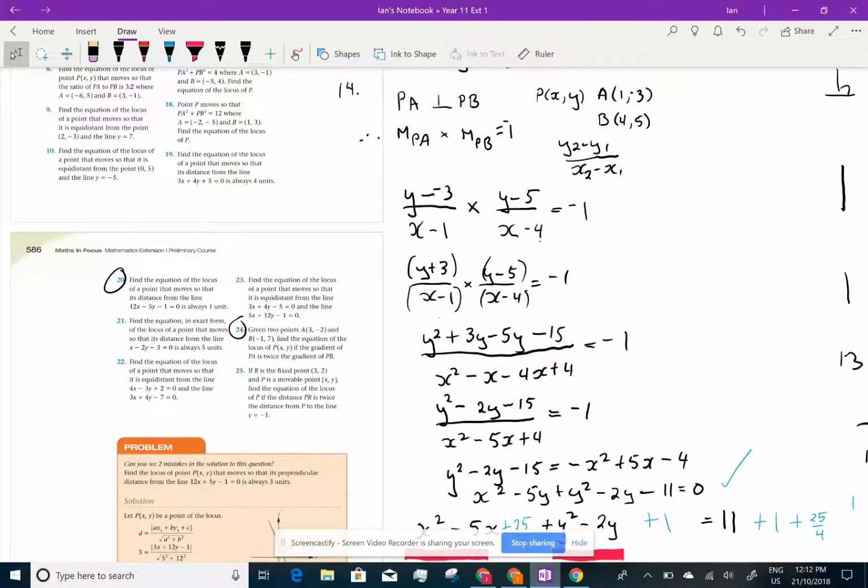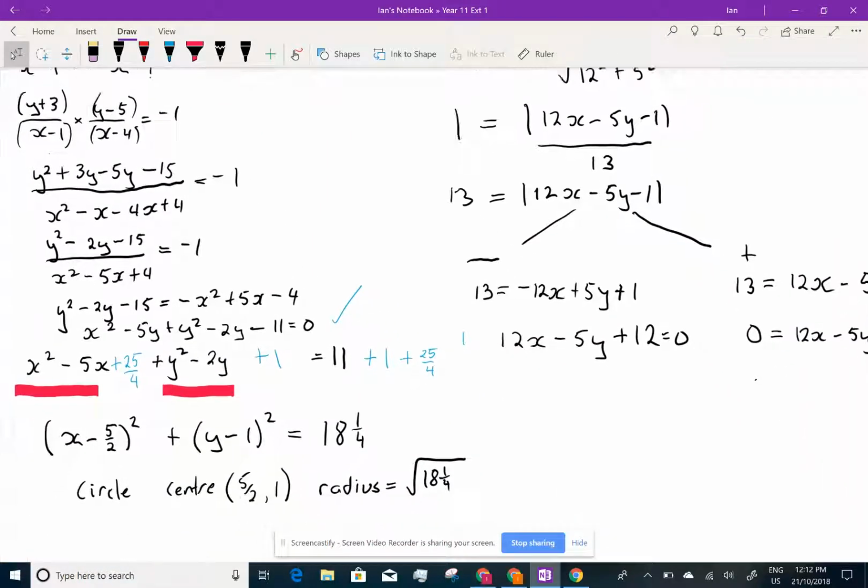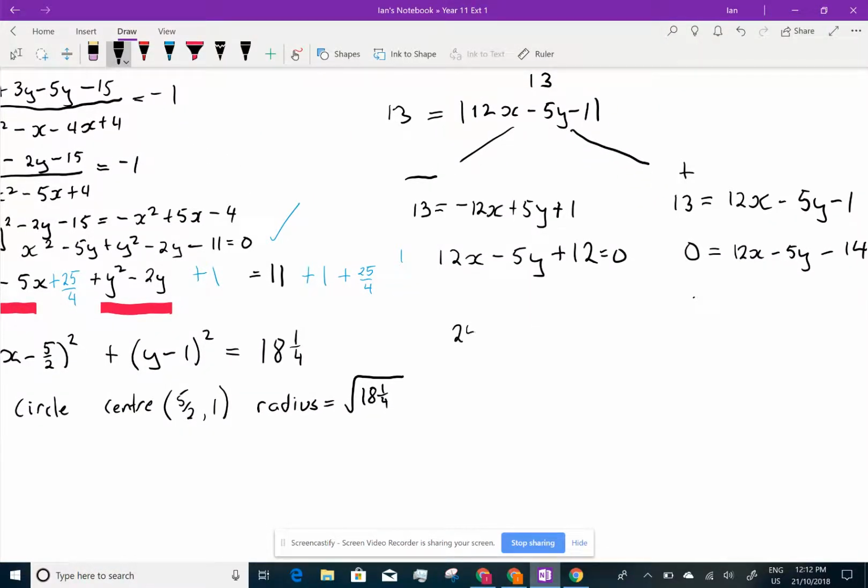Given two points, A and B, find the equation of the locus if the gradient PA is twice the gradient PB. So 24, what do we got? PXY, and we'll take it as given that PXY satisfies the condition of the locus. A is 3, negative 2, and B is negative 1, 7. And what's our condition? The gradient PA, and see how I'm talking this out, that's a good way to do it. The gradient PA is twice the gradient PB.